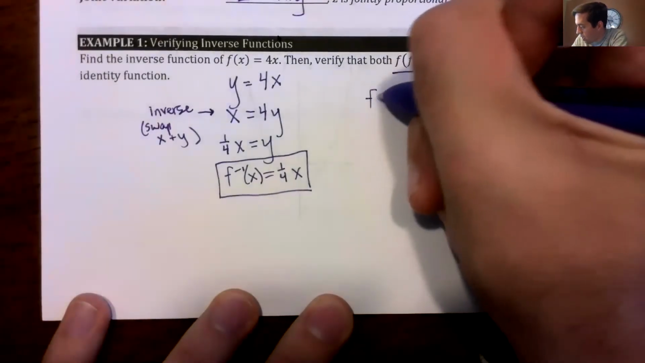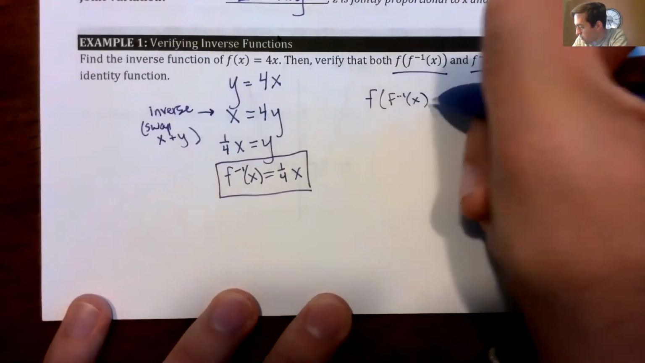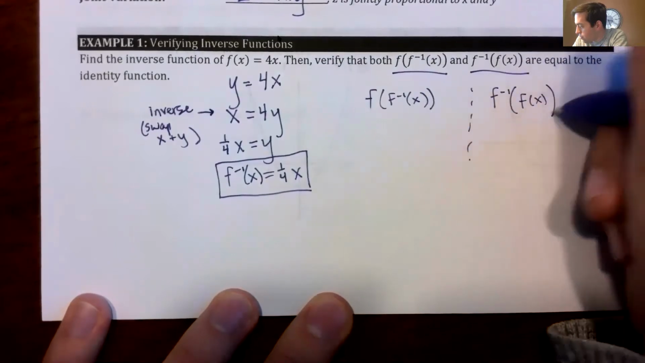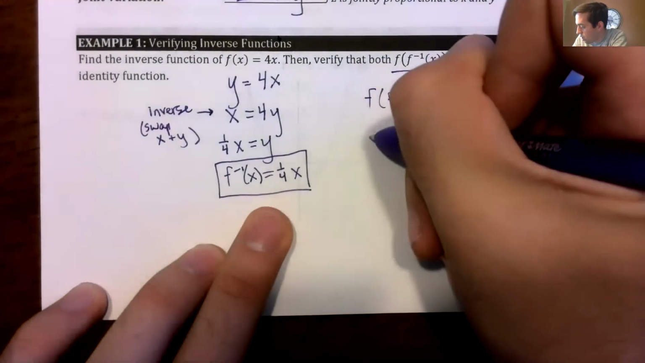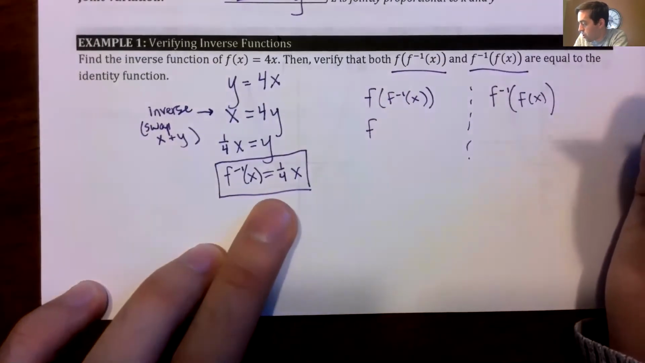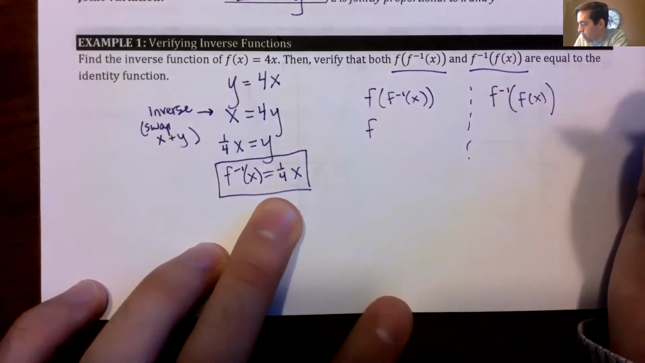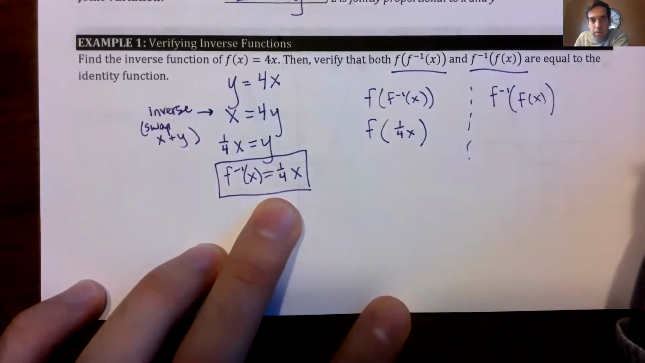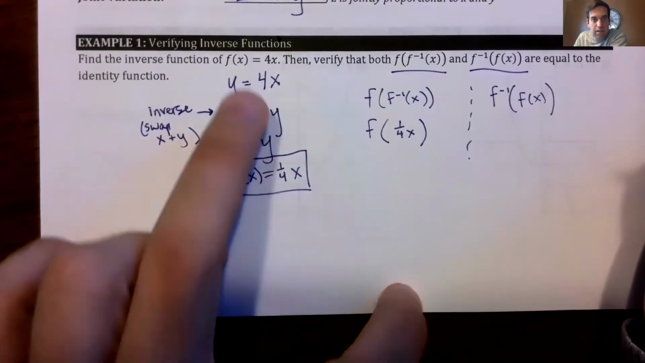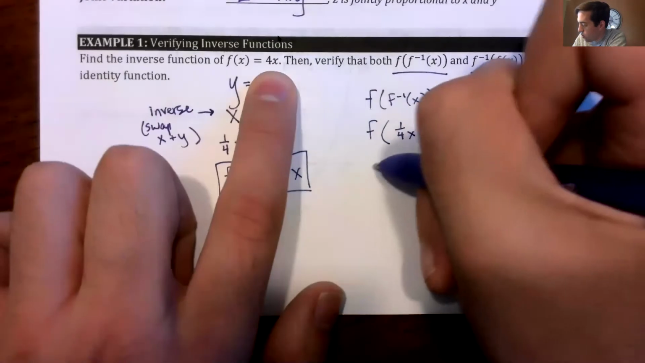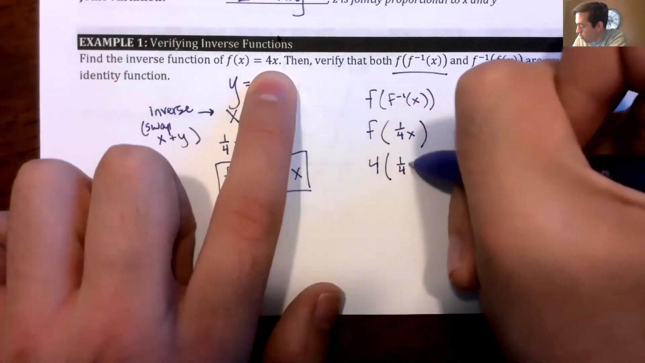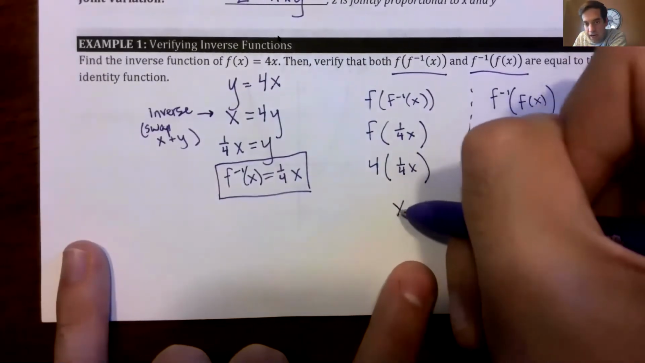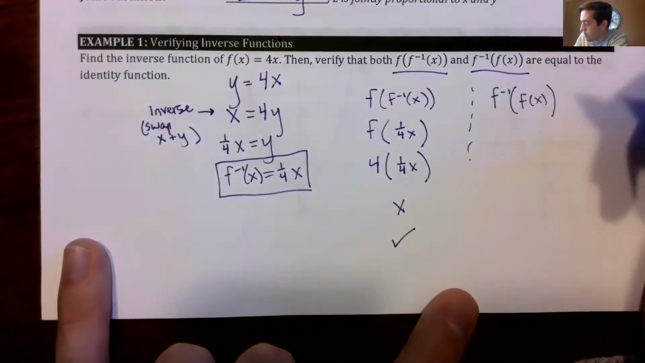So we're going to try to find f of f inverse and f inverse of f. So f of f inverse. As usual, just like we did last lesson, we're going to start on the inside and work our way out. So the f inverse is 1/4 x. And now we're going to plug that into the outer function, which was f of x. So that's right here, that's 4x. So we're going to do 4 times 1/4 x. And 4 times 1/4 is 1, so we get x. So that worked. Check.